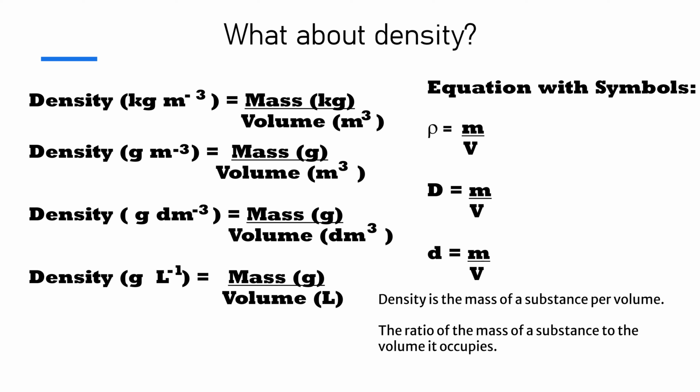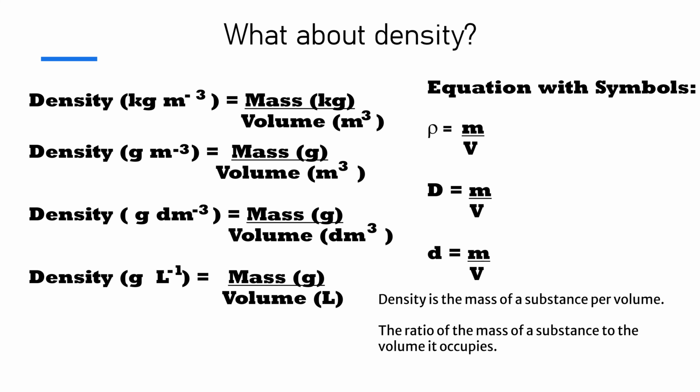When we usually calculate density, we take the mass of a substance and we divide it by the volume it occupies. So if we want to express density in kilograms per cubic meter, we take the mass in kilograms and we divide it by the volume in cubic meters. However, we don't tend to use kilograms per cubic meter to express the density of a gas. We tend to use that for solids.